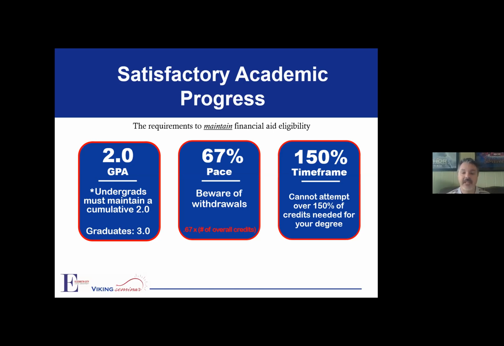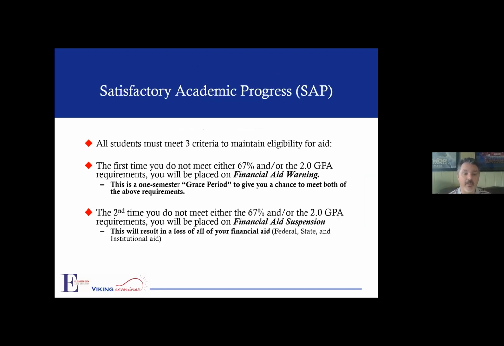So say you take 15 hours, you have to pass at least 9 hours each semester to maintain that pace of 67%. Now we keep up with all this for you, and we'll let you know anytime that you fall below, because what happens is your first semester, if you don't do well and you don't meet those measures, you don't lose your financial aid right away. You go into what's called a warning status.